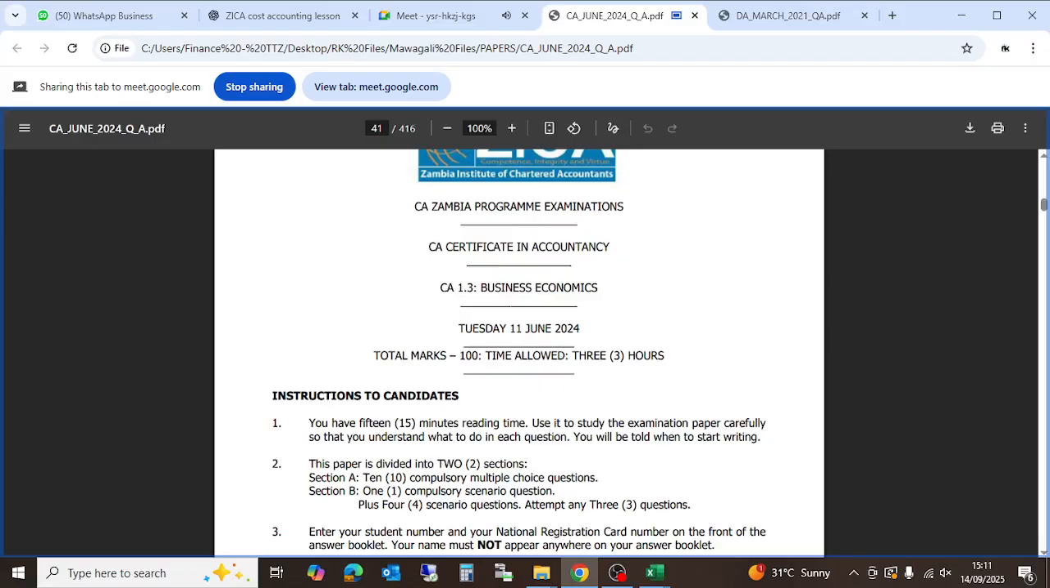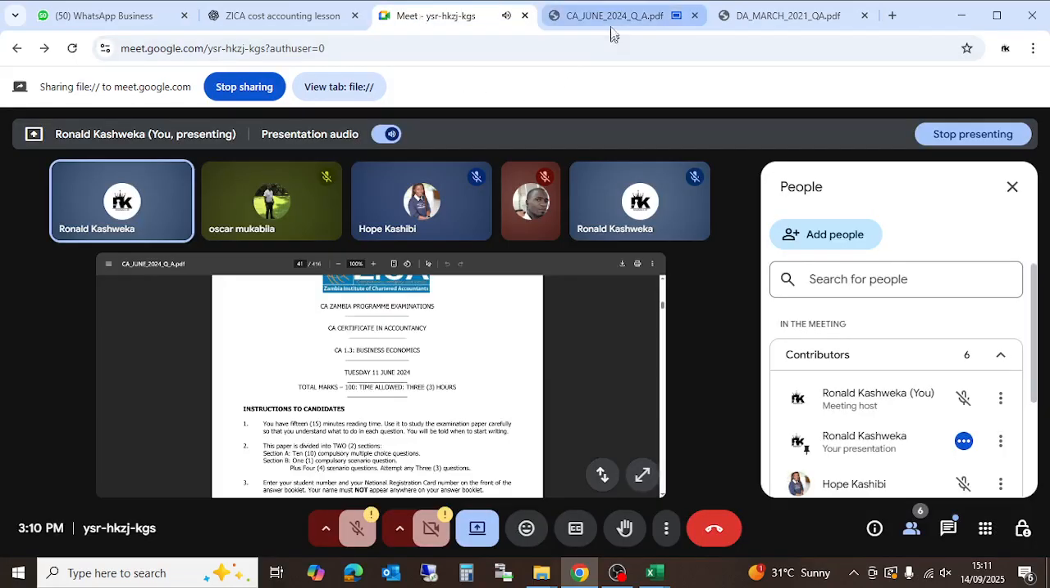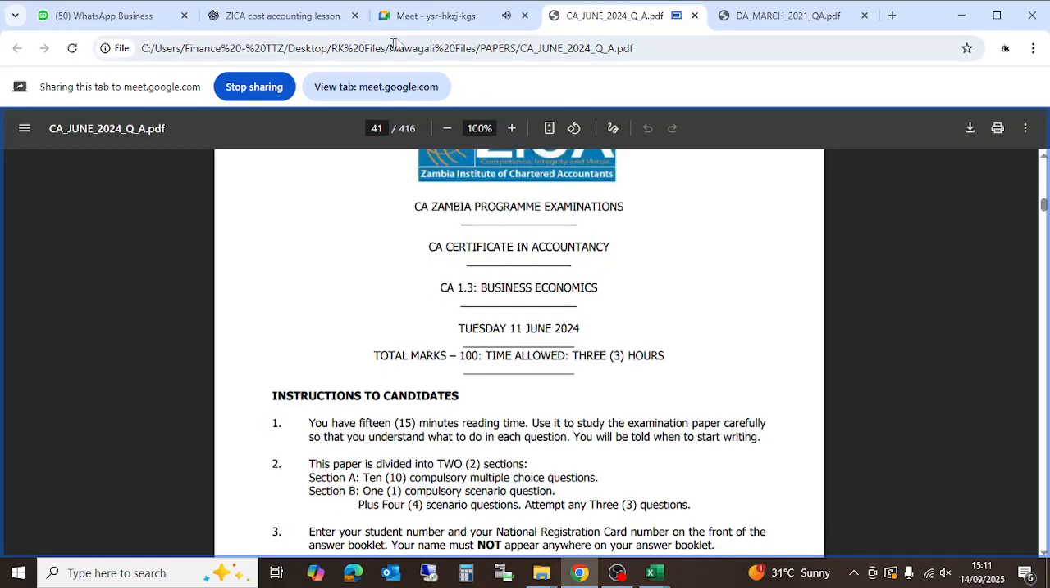Let me ask you this because I want to make sure that we understand. So firstly, this is my first example: should a company increase production? If a company were to increase production, what do you think would be affected?